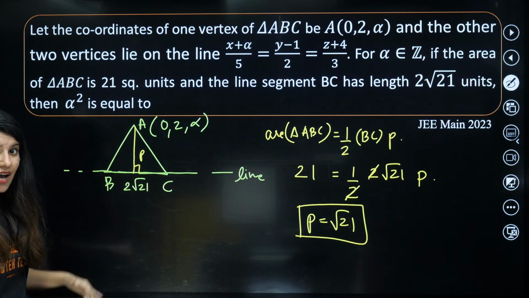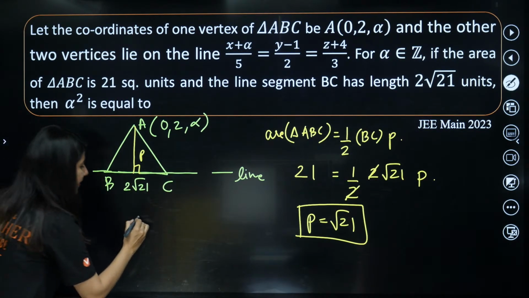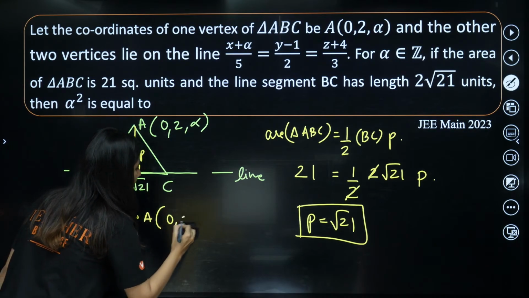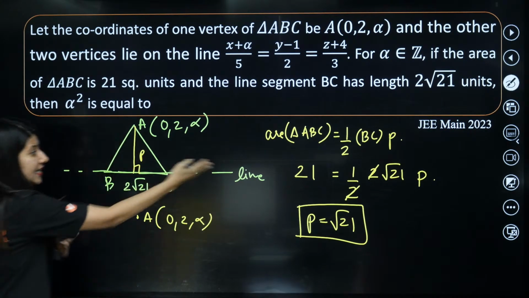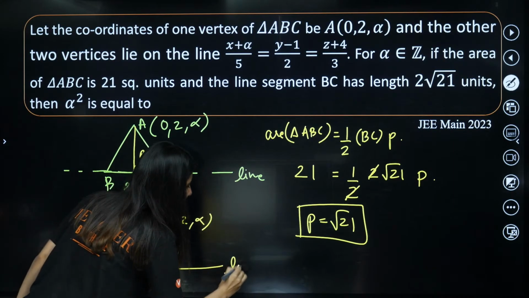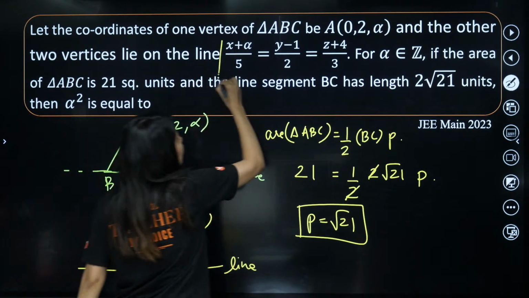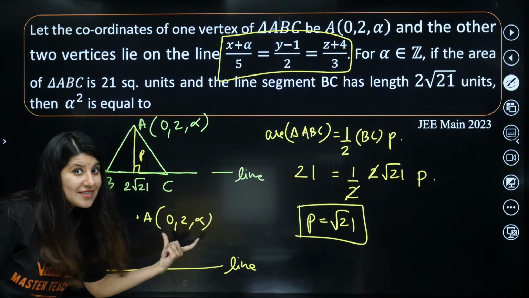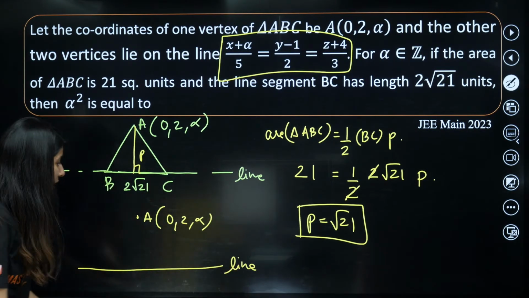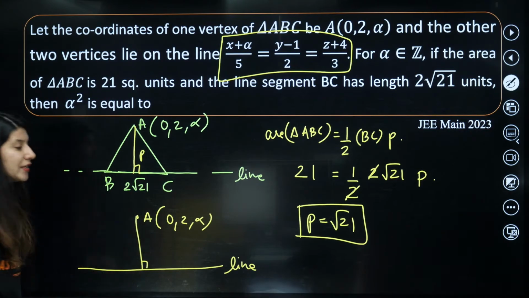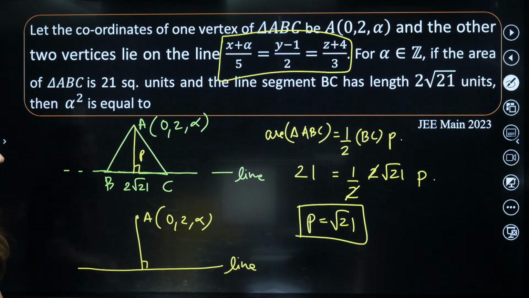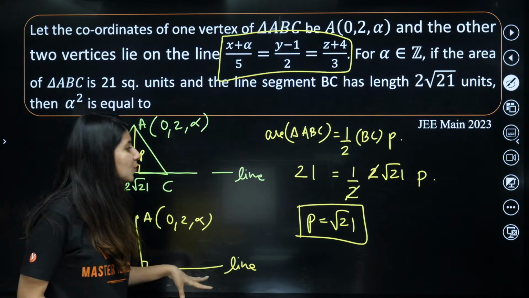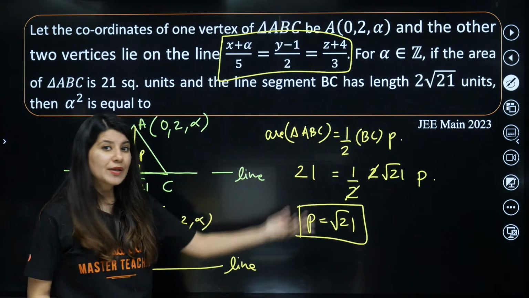Another way of looking at it is there is a point 0, 2, alpha. Since BC lies on the given line, can you see that? This is your line whose equation is already given to us. So, don't you think this is the same question where a point is given to you, a line is given to you and you need to figure out distance between a point and a line, right? How do you do that? Just calculate distance between point and a line. The moment you do that, equate it to root 21, you will get your answer, right?